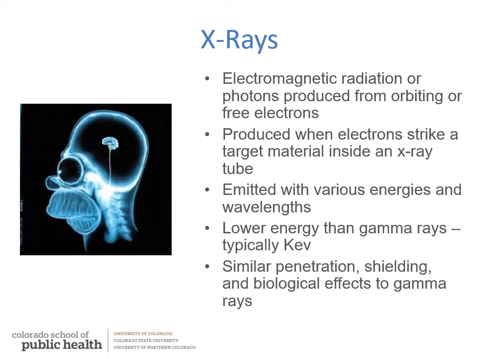So we're most familiar with X-rays, which are electromagnetic radiation or photons produced from orbiting free electrons. Now these can be artificially created when electrons strike a targeted material inside an X-ray tube and are emitted with various energies and wavelengths. Typically these are lower energy than gamma rays, so it's keV rather than MeV. But they have similar levels of penetration and shielding and biological effects to gamma rays.